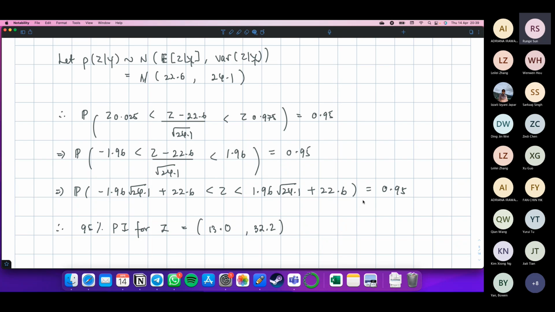A comment. Because Z is an integer, because it has a Poisson distribution, right? So it's an integer, so you can actually change the value, like 32 to 33. So it will be like 13 and 33 around there. I see, understand. All right. Okay. Thank you very much.